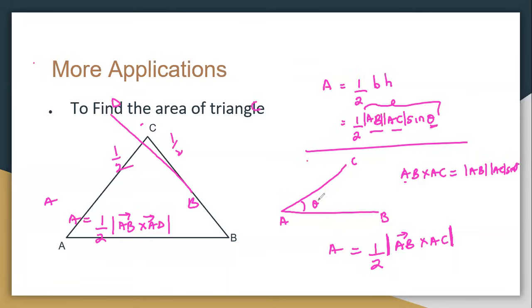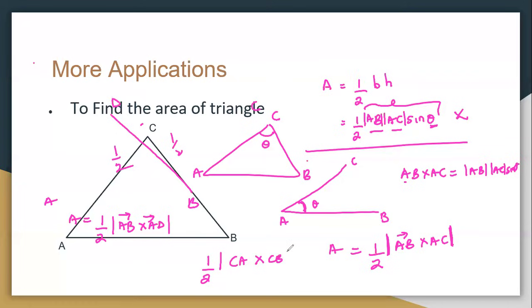Okay, sir. The reference angle matters because if, for this case, the angle was at C and this was theta and this was A and this was B, then this one cannot be my formula. Instead, my formula will be a half. In case this is a triangle, it will be a half, then I'll have the magnitude of CA cross CB.